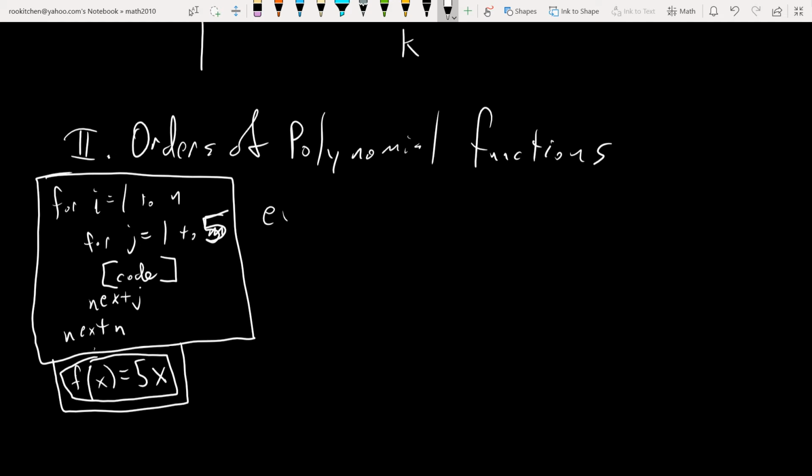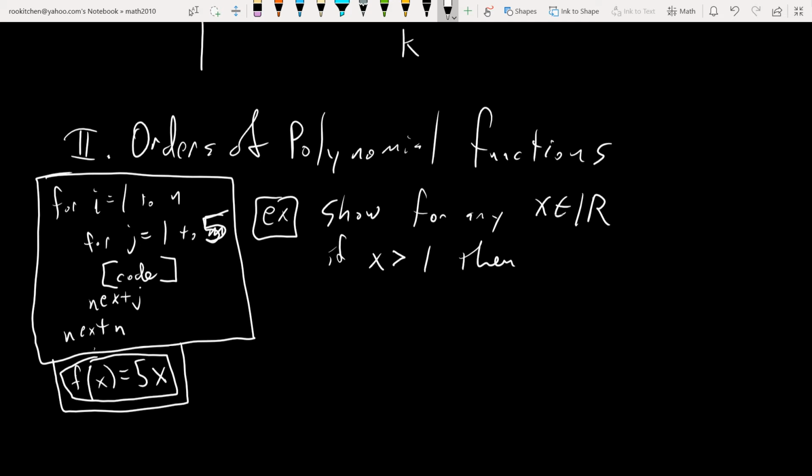So our first example I want to show, and there's some inequality work we have to be able to stomach here as well, but what I'm trying to do right now is show that for any x in the real numbers, if x is greater than 1, then 3x cubed plus 2x plus 7 is less than or equal to 12x cubed.